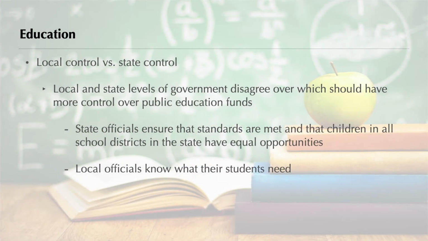Local and state governments often do not agree about which of them should have greater control over state education money. State officials make sure state standards are met and that children in all school districts have equal opportunities. On the other hand, local control can be good for schools because local citizens know what the students need.